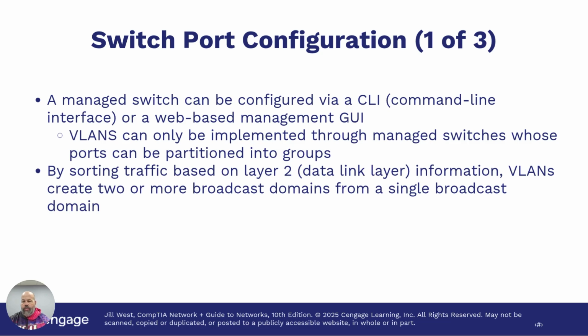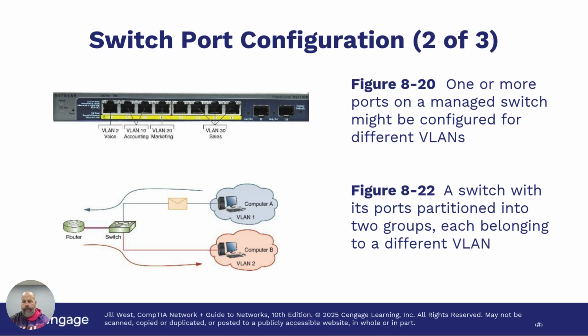To create VLANs, you partition the switch's ports into groups. The switch handles this by working with layer 2 information, which is the data link layer, dealing with MAC addresses and Ethernet frames. By sorting traffic based on this information, VLANs create multiple broadcast domains from a single physical switch. It's like creating separate apartments inside one building, same structure, different living spaces with soundproof walls. The top image shows a managed switch with ports configured for different VLANs.